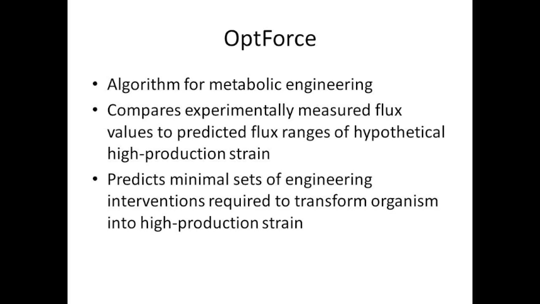You can feed this into OptForce along with the model, and it will compare the range of fluxes that your initial measured model can achieve to some hypothetical model that produces the metabolite you're interested in, in large quantities. So you can specify, I want an organism that grows at least 10% of its original growth, but produces 10 times more of the metabolite I'm interested in. Then this will find what minimum changes you have to make to turn your original organism into that hypothetical high producer. It's actually a very neat application.